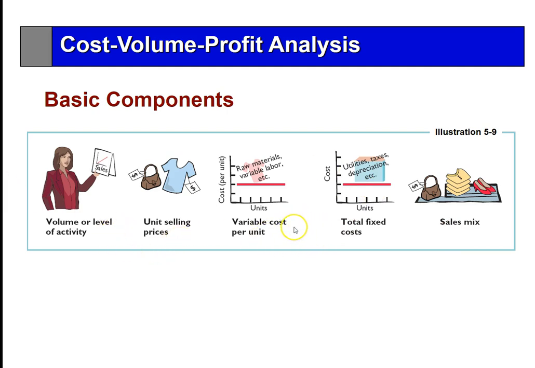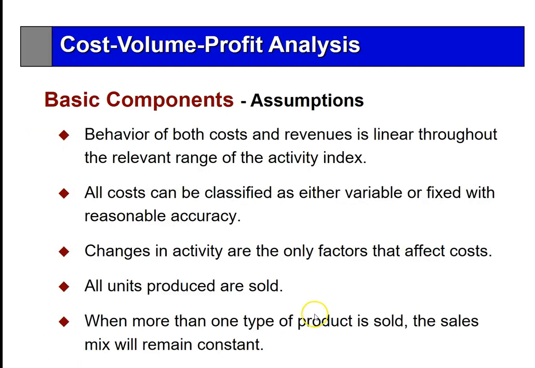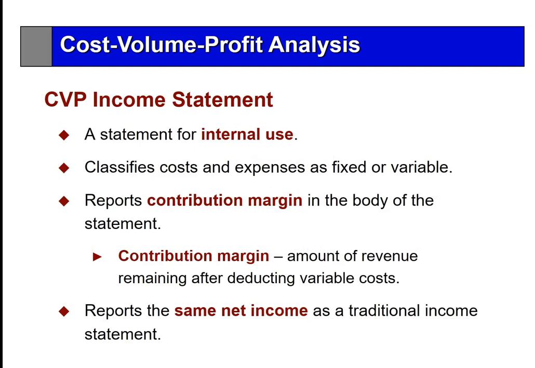Now notice when we talk about costs, variable costs are expressed on a per unit basis, total costs or fixed costs are expressed as a total. Now there's some basic assumptions here. Behavior of costs and revenues are linear. All costs can be classified either into fixed and variable. All units produced are sold.